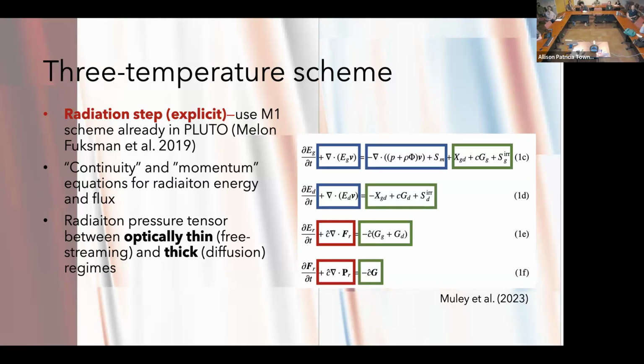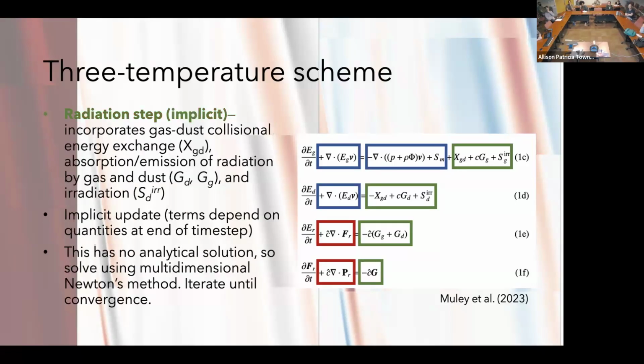I guess the advantage of this M1 scheme is that rather than assuming, for instance, just isotropic diffusion of radiation, which is often done, you interpolate between optically thin and optically thick regimes. So if you have, for instance, a vortex in a disk that's casting a shadow behind it, M1 can account for this. Some diffusion type scheme, flux limited diffusion, cannot really account for shadowing.